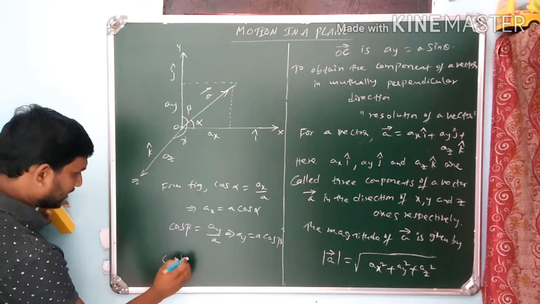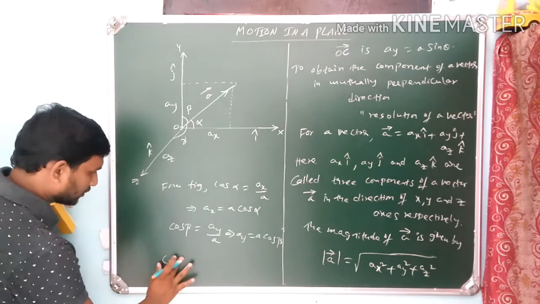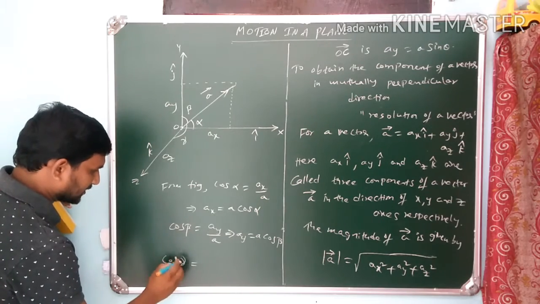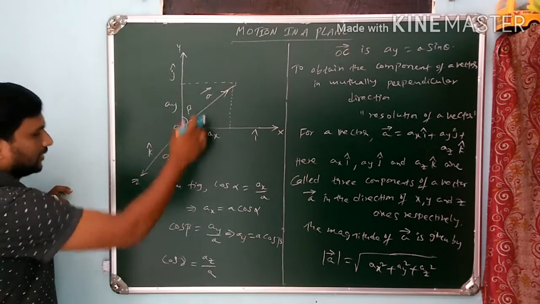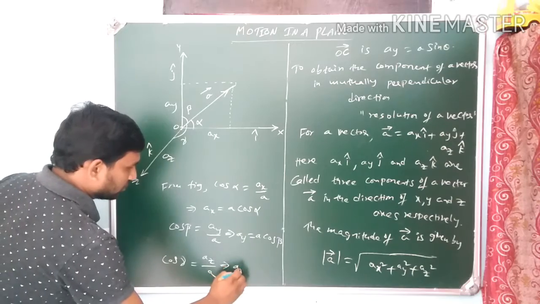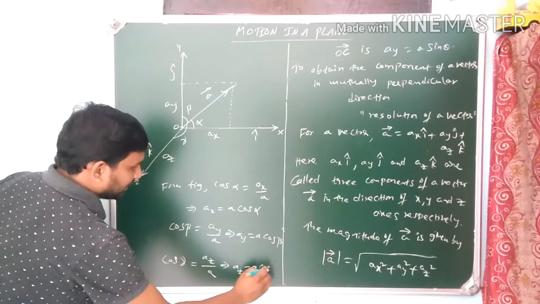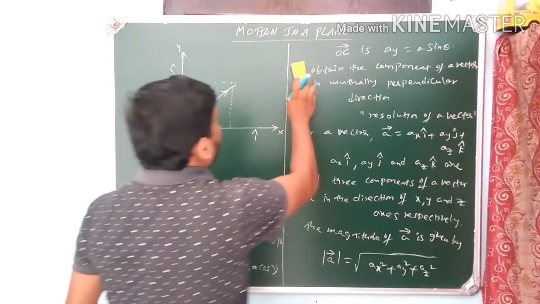Similarly, cos gamma is equal to az by a. From this we are going to write az is equal to a cos gamma.